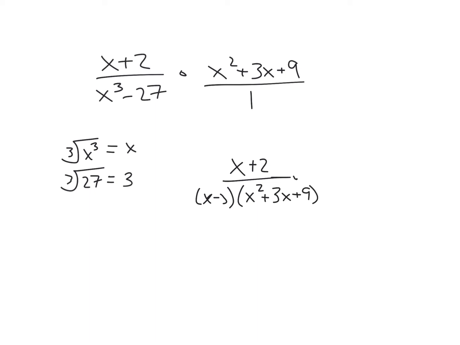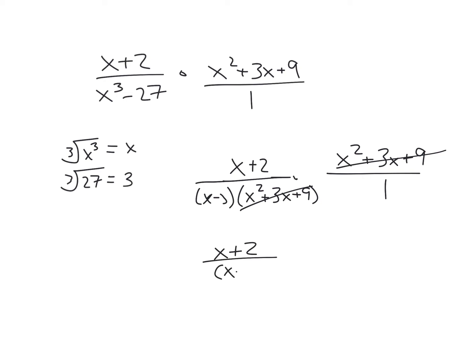Now, you'll notice in the last problem, we looked at this and said, all right, let's try to do the AC method on this. But I would encourage you not to, because we just did the difference of two cubes, and we're able to create polynomials on top and bottom that are the same. So let's not go ahead and factor them. Let's just simplify them. And so we have our x squared plus 3x plus 9 over 1. These would simplify, leaving you with x plus 2 over x minus 3.